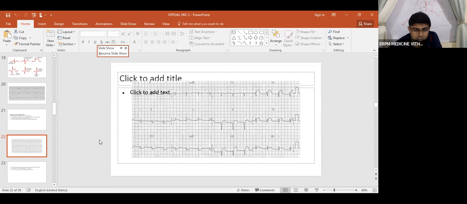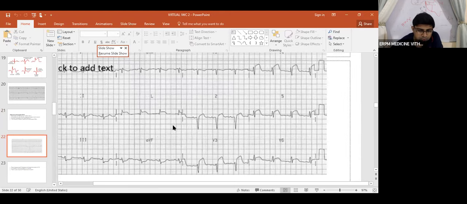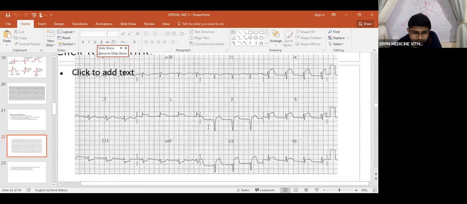Now look at the next ECG. What is there? Tell. Answer. Look here and answer. ST elevation, where? V4, V5, okay. V3 and V2, isn't it? And V1, V2, what is this negative wave, guys? Q wave, isn't it? This is your Q wave. So what is the diagnosis?